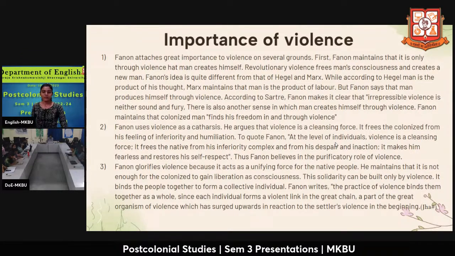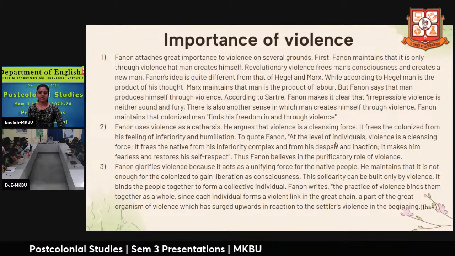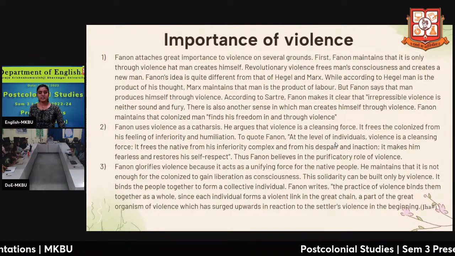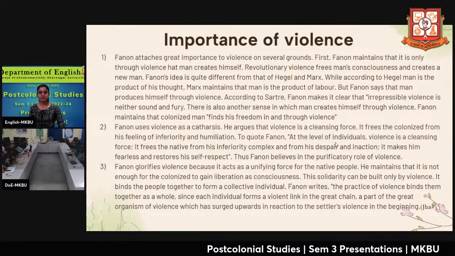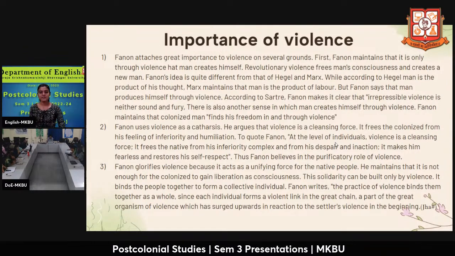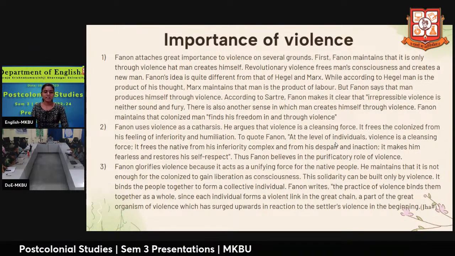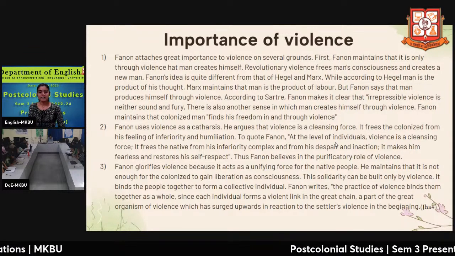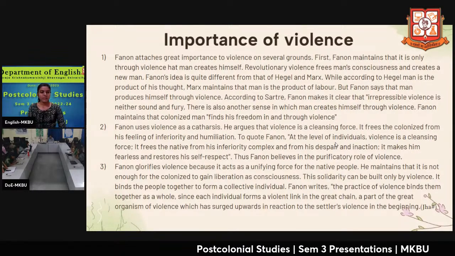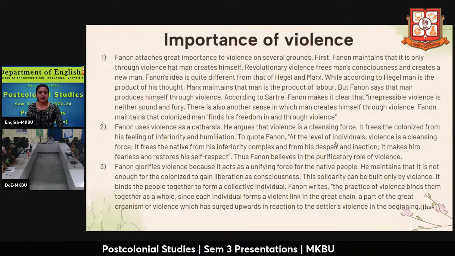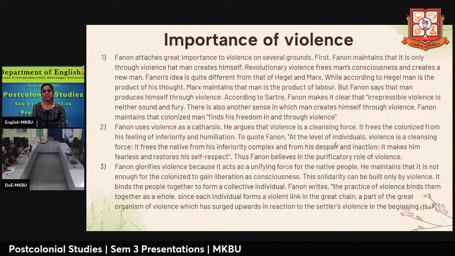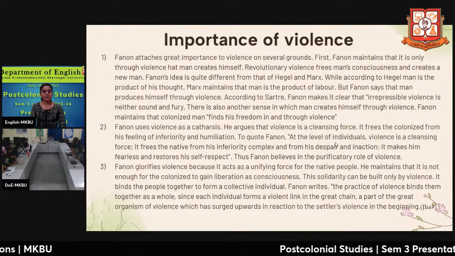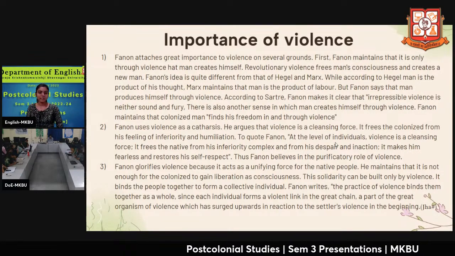According to Sartre, Fanon makes it clear that irrepressible violence is neither sound and fury. There is also another sense in which man creates himself through violence. Fanon maintains that colonized man finds his freedom in and through violence. Fanon uses violence as a catharsis. He argues that violence is a cleansing force. It frees the colonized from his feeling of inferiority and humiliation.